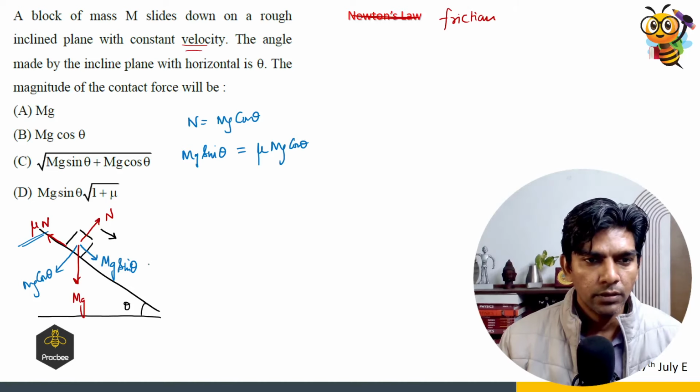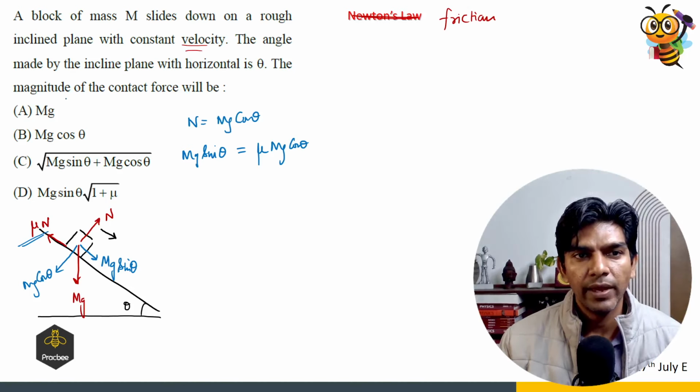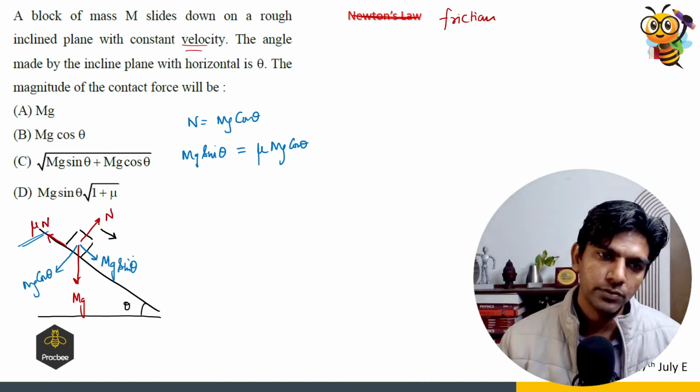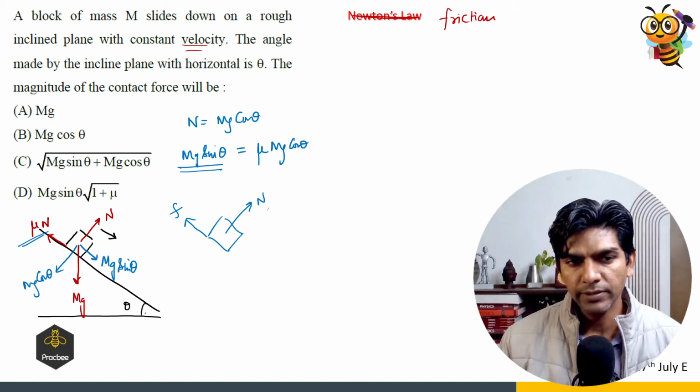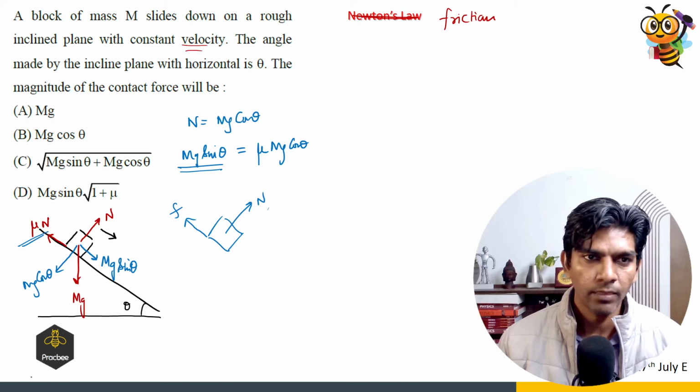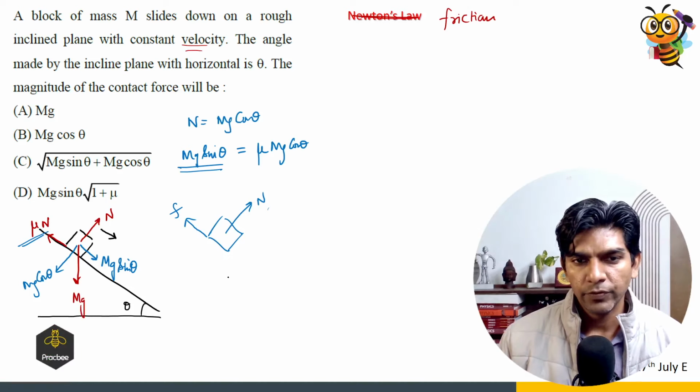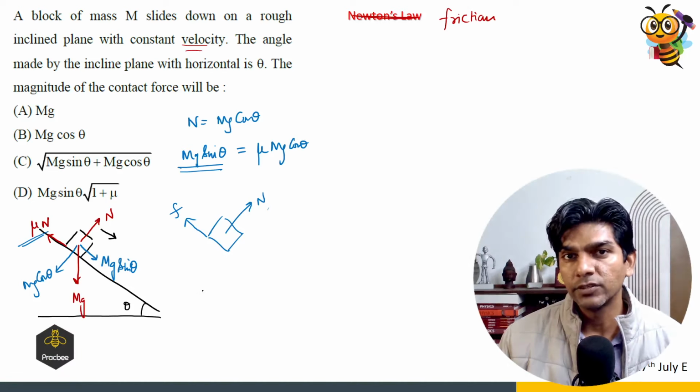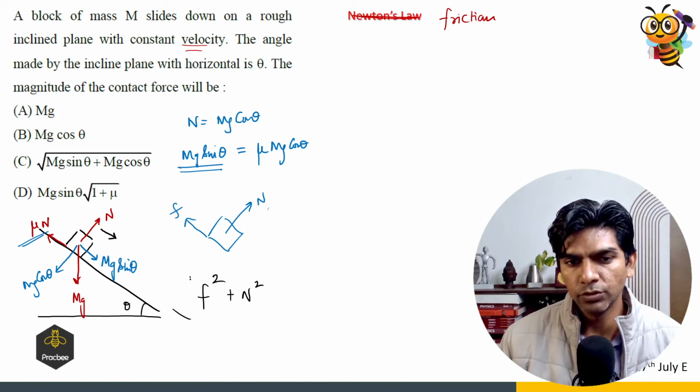Now we have to find the magnitude of the contact force. So what is the contact force exerted by the ground on the block? The block experiences a normal reaction and the frictional force, right? And the frictional force is mg sine theta, and the normal reaction is mg cos theta. So the contact force experienced by the block due to the ground will be the resultant of these two forces. So the square root of F square plus n square.